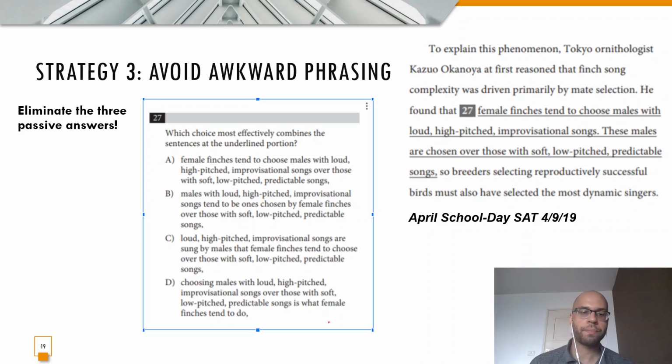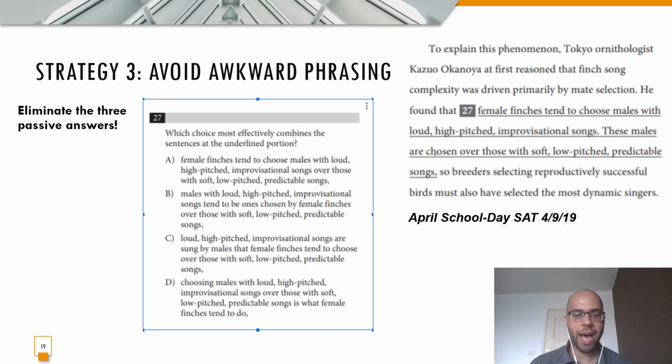Okay, so let's just take a look at the original sentence here. He found that female finches tend to choose males with loud, high-pitched improvisational songs. These males are chosen over those with soft, low-pitched, predictable songs. Honestly, the original set of sentences isn't that bad. It doesn't feel that awkward compared to some of them, right? It doesn't feel that repetitive. So that's kind of interesting.